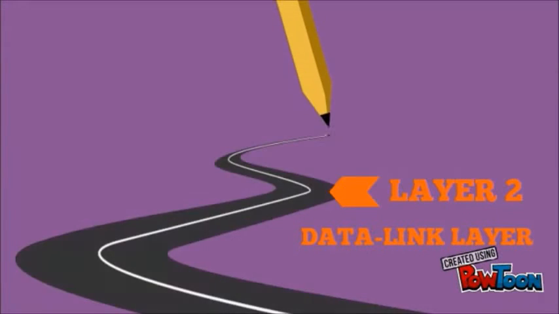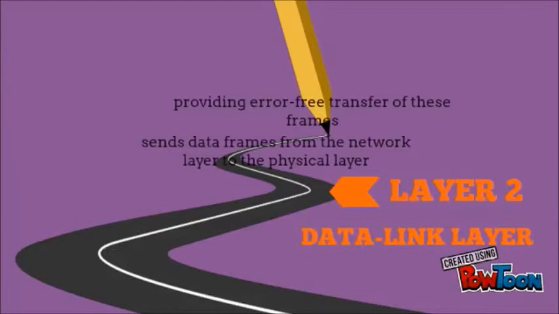Layer 2, the data link layer. The data link layer sends data frames from the network layer to the physical layer. It controls the electrical impulses that enter and leave the network cable. On the receiving end, the data link layer packages raw bits from the physical layer into data frames. A data frame is an organized logical structure in which data can be placed.